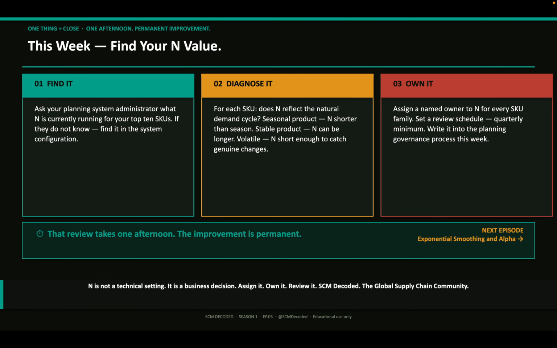So this week, find your N value, locate the configuration settings in your planning tool, find what value is active for your 10 highest priority products. If nobody can tell you, that is itself the answer. Next episode, we come with exponential smoothing and alpha, the parameter that controls how heavily your model weights recent periods against older ones. So apply N on your portfolio. Like I said, N is not a technical setting, it is a business decision. Assign it, own it, review it.